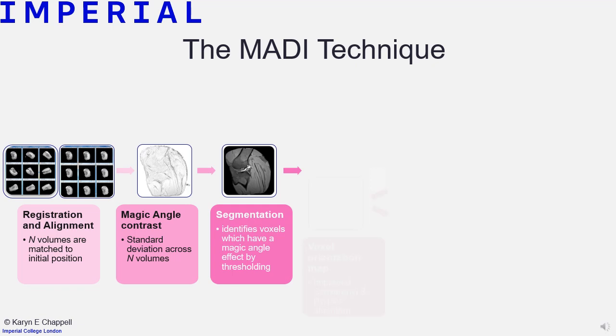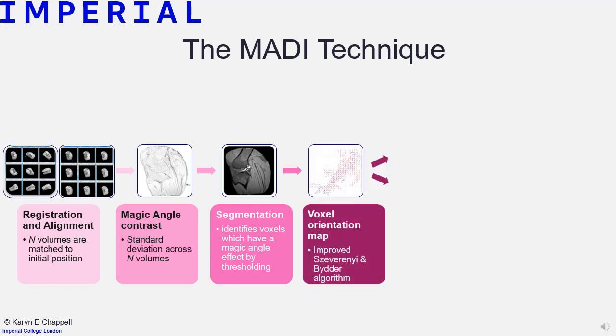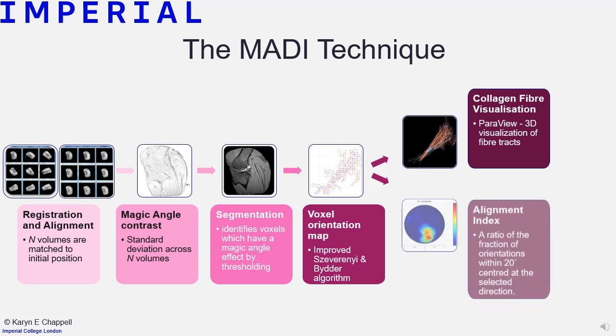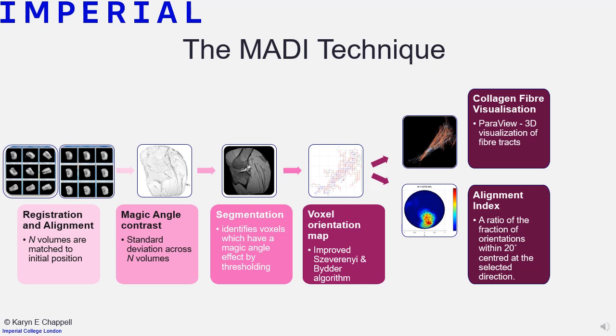The net collagen orientation of the voxels were then displayed in fiber orientation vector maps, and that was using an algorithm that had been initially developed for DAFI imaging by Severini and Bidder. And then we basically displayed them in ParaView using vector glyphs in 3 dimensions to grow the tractography. We also created a measure of how aligned the structure was called the alignment index, and it's basically a ratio of the fraction of orientations that fall within a 20-degree center of a selected direction.